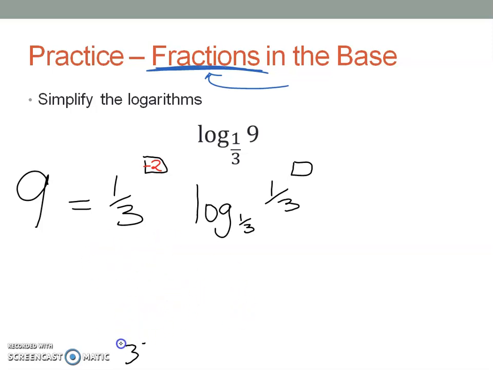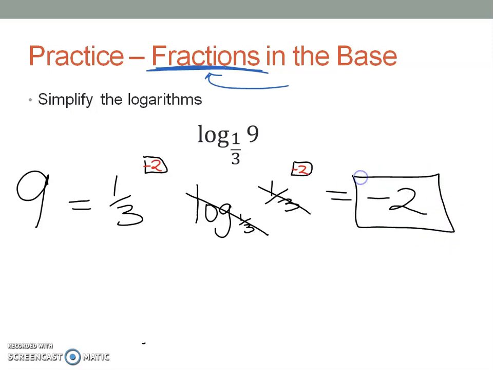So, log base 1/3 of 1/3. Okay? In order to get that to be a 9, this has to be to the negative 2 power. Their bases are both 1/3, so we can cancel. Our answer is just a negative 2.